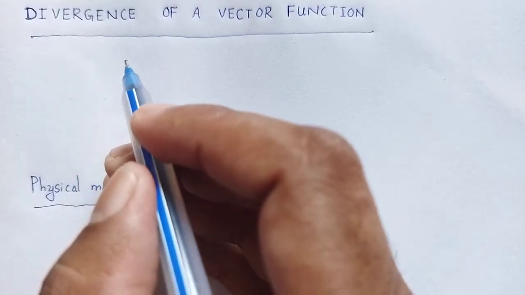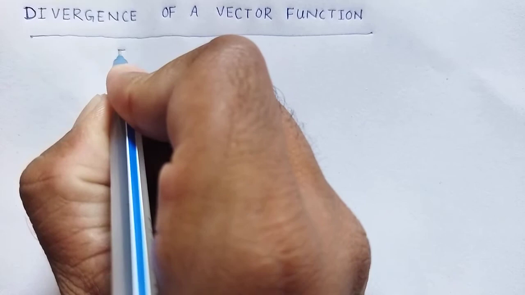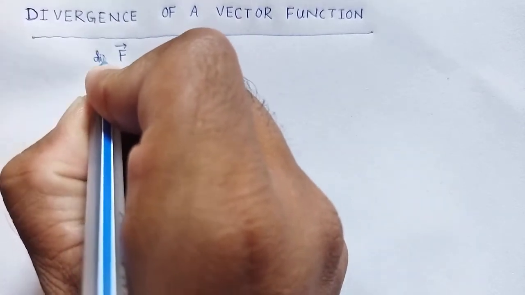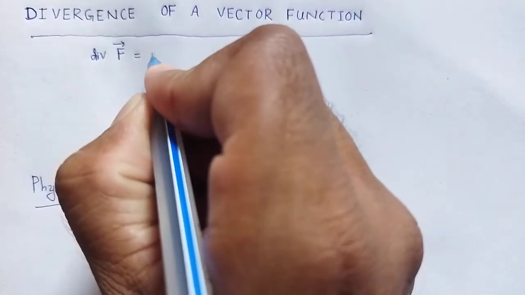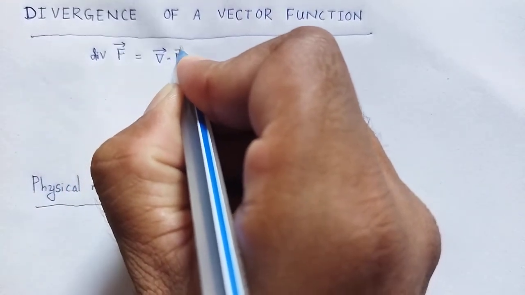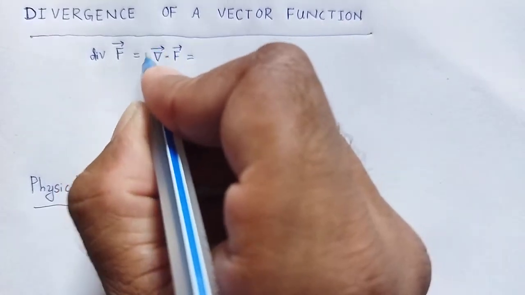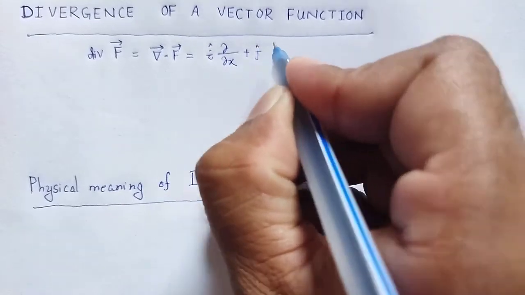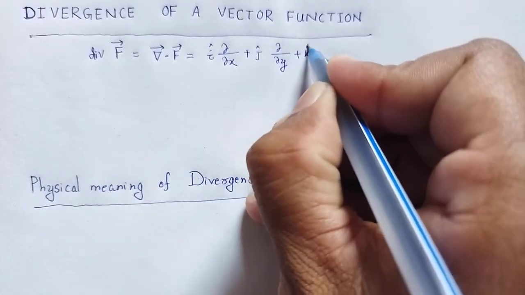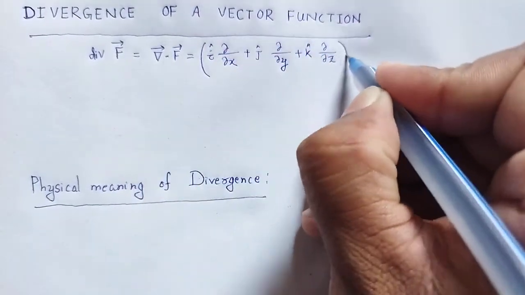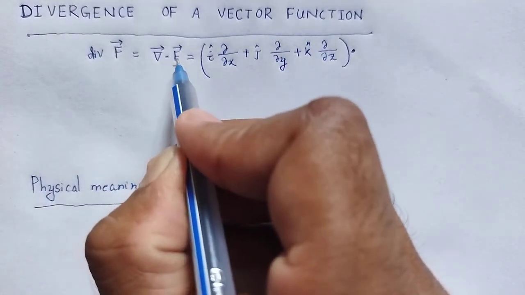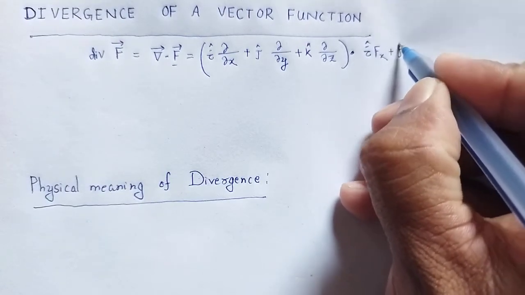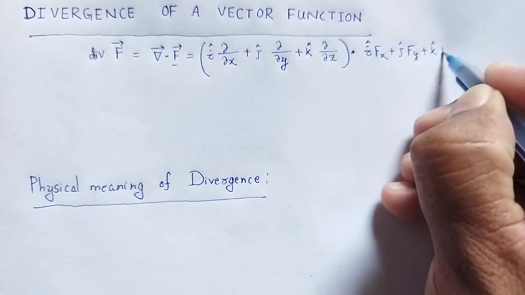The divergence of a continuously differentiable vector function, let f vector, is defined as divergence of f vector, and it is written as grad dot f vector, where the grad operator, that is the del operator, is written as i cap del by del x plus j cap del by del y plus k cap del by del z, dot, let that f vector in terms of rectangular components be written as i cap f of x, j cap f of y plus k cap f of z.